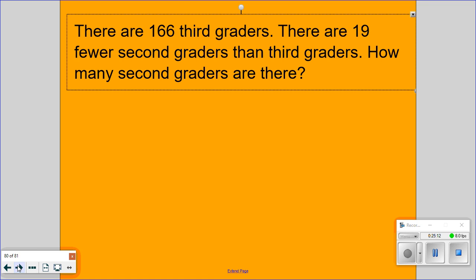There are 166 third graders. There are 19 fewer second graders than third graders. Does that mean there are 19 second graders? No. No, that is not what that says. How many second graders are there? What are we counting in this problem? We've read it a lot of times. We need to figure out what we're counting. What am I counting? It tells me in the problem. What is the thing I'm counting? Am I counting puppies? Nope, not counting puppies.